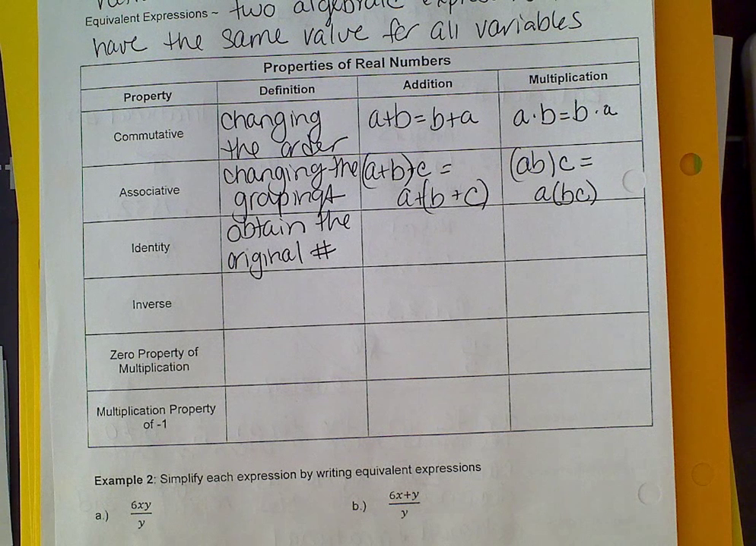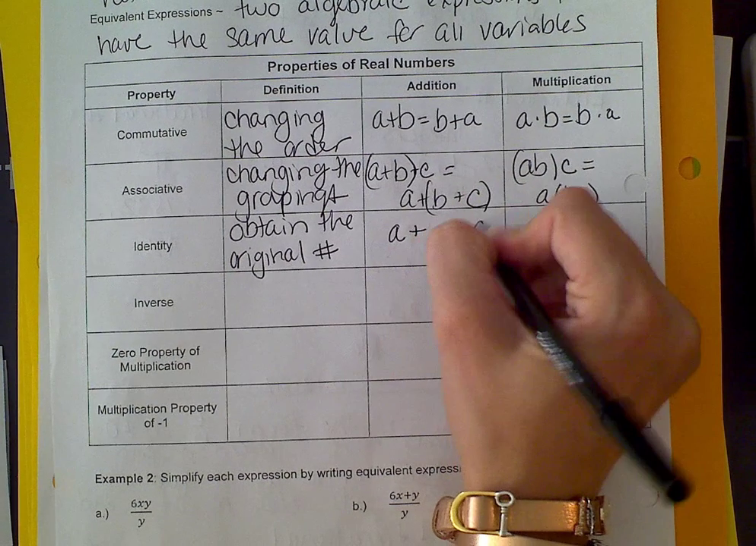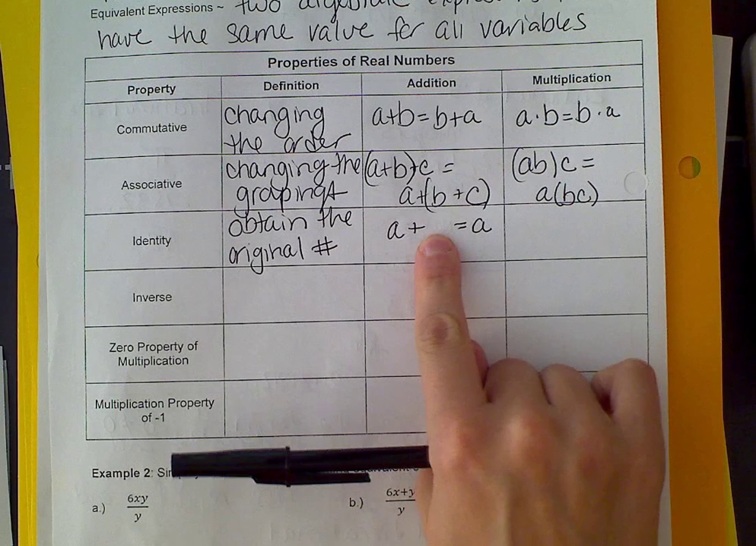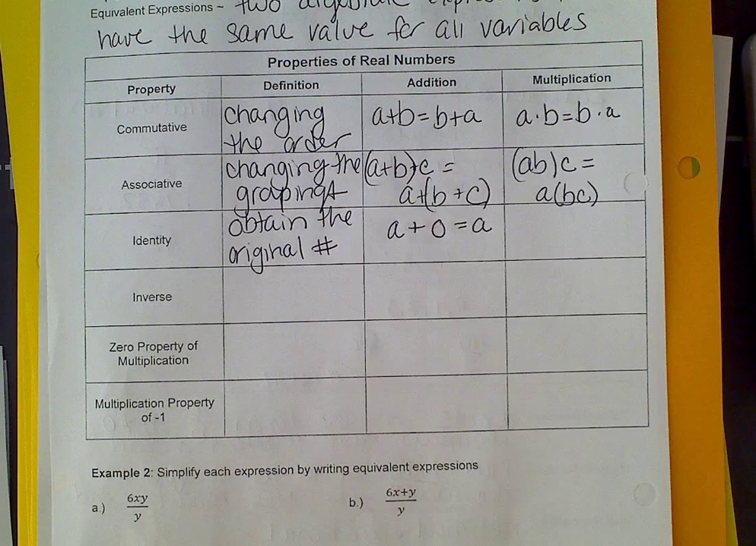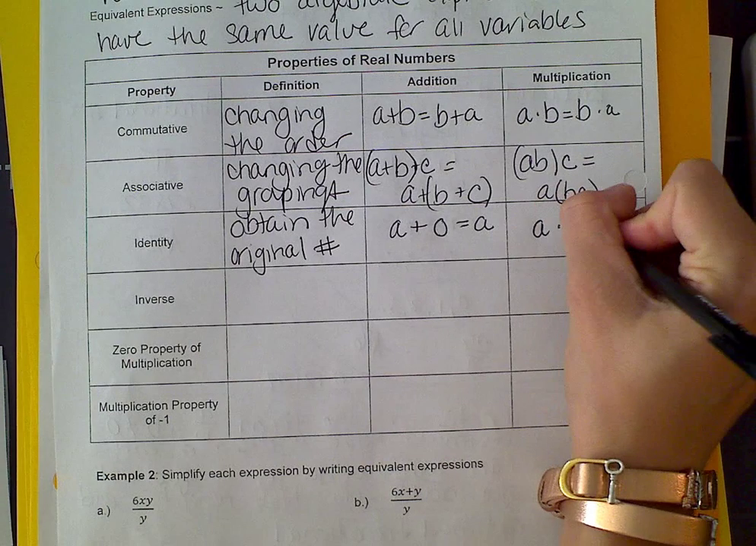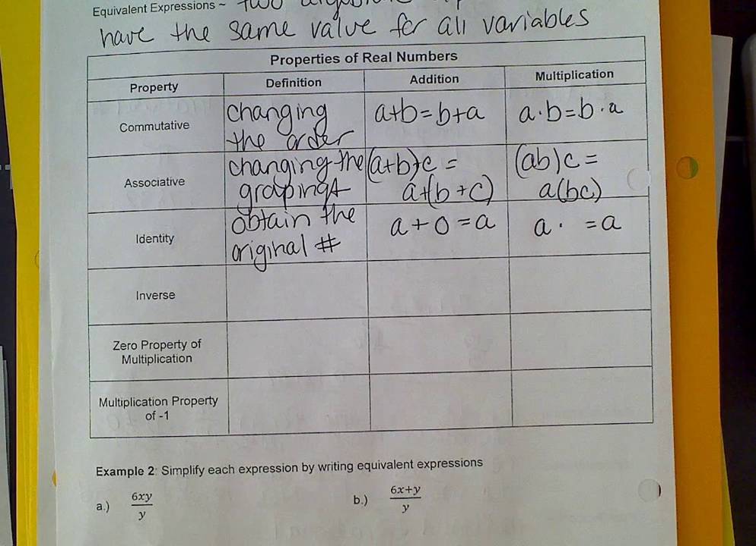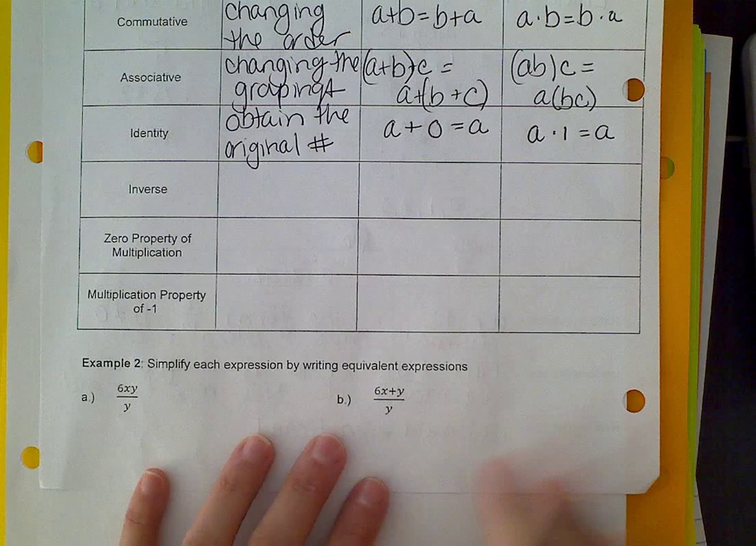So for adding, if you want to take a number and you want to add something so that it ends up A, what do you have to add to that number so it won't change? 0. Good job. Now, when you want to multiply this with something, what do you multiply a number with so it stays the same? 1. Good job.